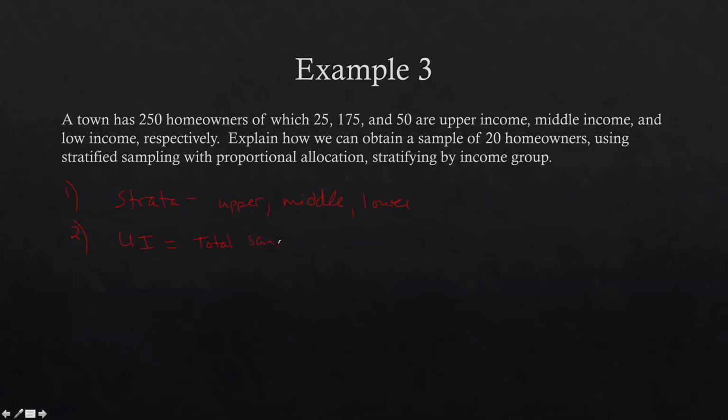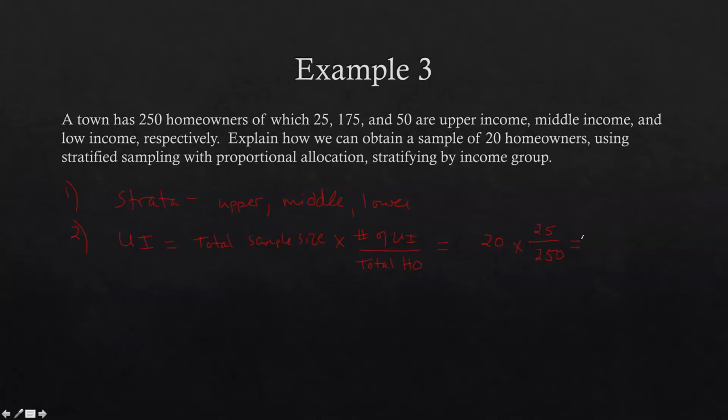Total sample size times the number of upper income over total homeowners. So for this particular one, the total sample size is 20 times the number of upper income, which would be 25, divided by the total sample size, which is 250.